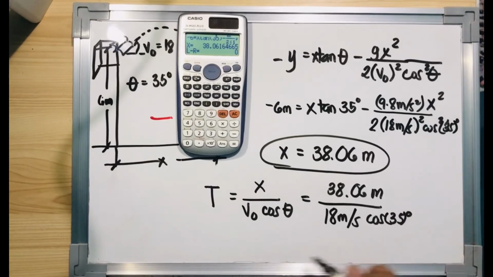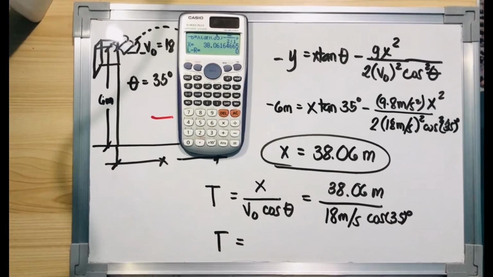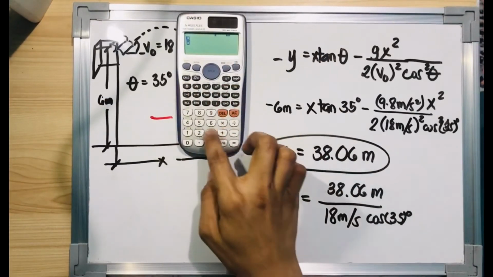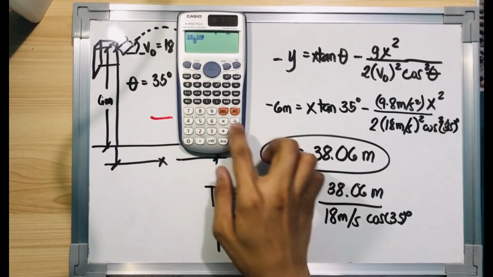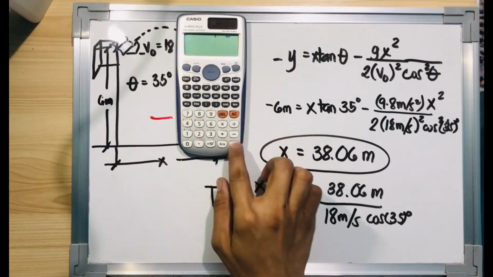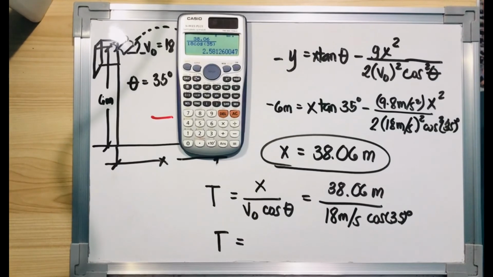Okay? And the answer for the total time of flight is equal to, let's calculate, that would be 38.06 divided by 18 cosine of 35. And the answer is 2.58 seconds.